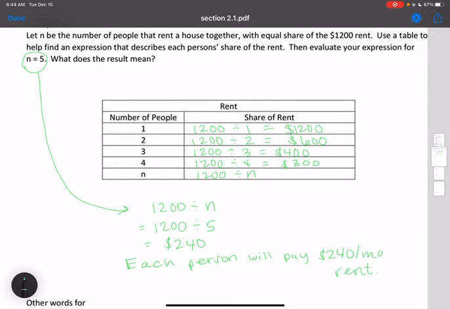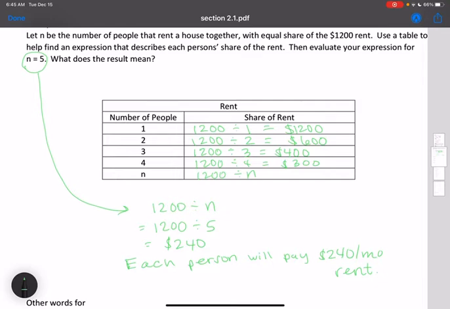All right, so how'd you do? For 3, I got 400. For 4, I got 300. My expression ended up being 1200 divided by n because I noticed that 1200 was staying constant. It was always there. And then I always did divided by, and then that next number was my n. Okay, so that was the n that I put in. So my expression ended up being 1200 divided by n. And when I plugged in 5, I have 1200 divided by 5 equals 240.